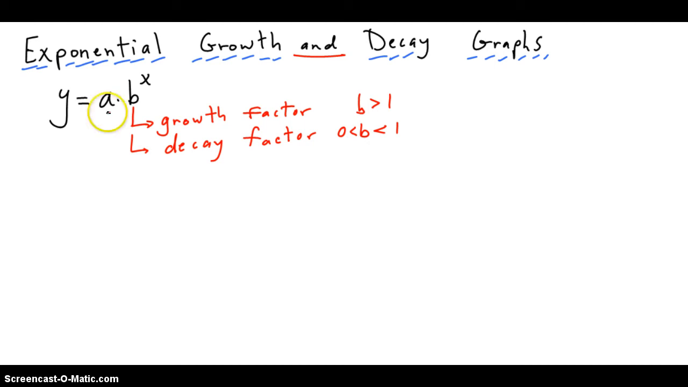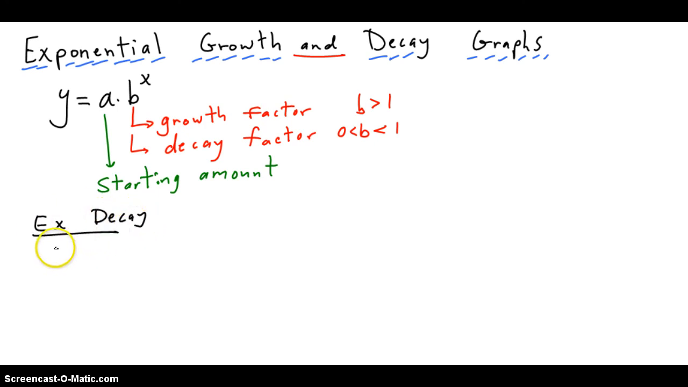The a value then is our starting amount or the initial amount, which we see on our graph as our y-intercept, unless there's something extra added at the end of the equation. So, for example, let's start by looking at an exponential decay graph.